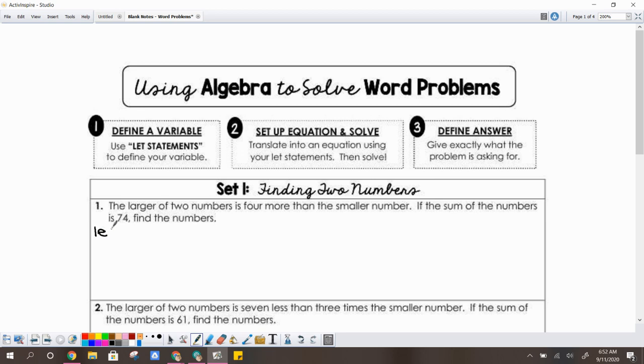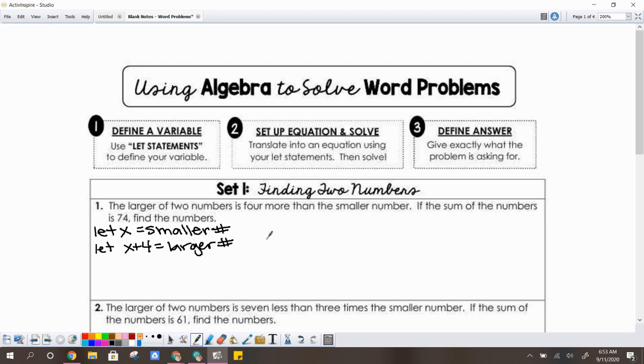So we're going to let x equal our smaller number. Okay, and then it says the larger of 2 numbers is 4 more than the smaller number. So the bigger number is 4 more than the smaller number. That means that x plus 4 should equal our larger number.